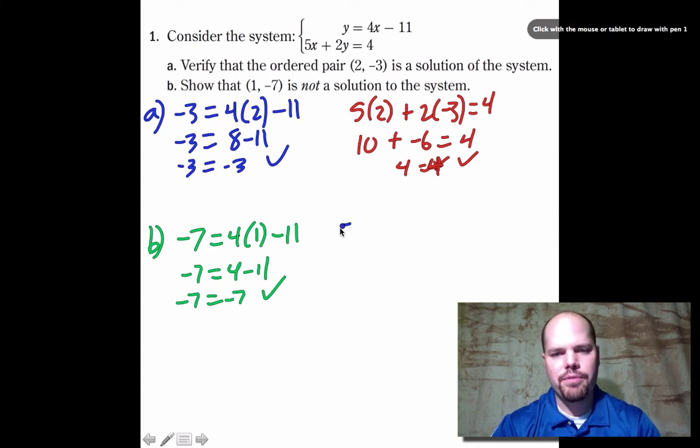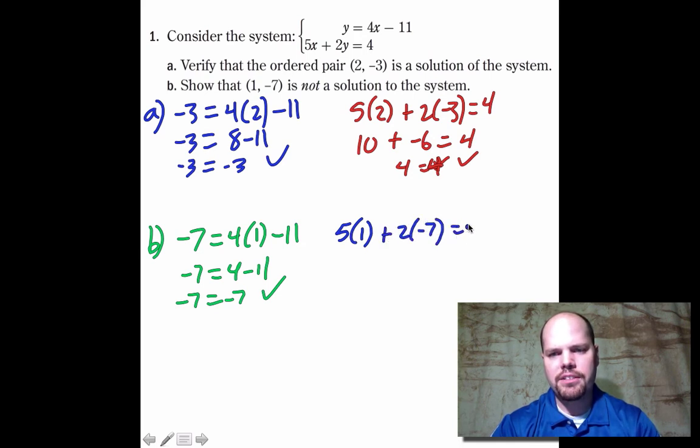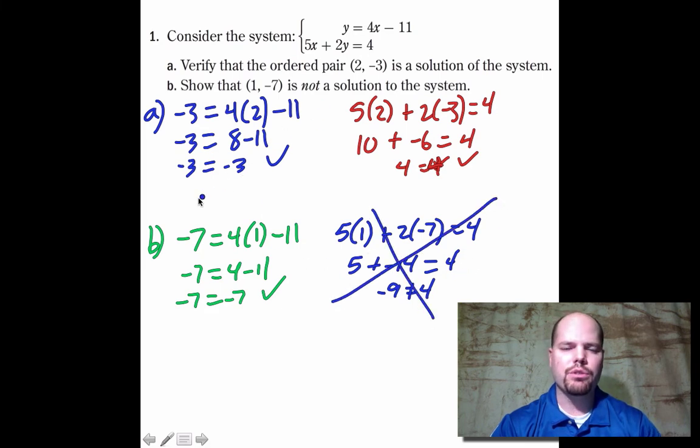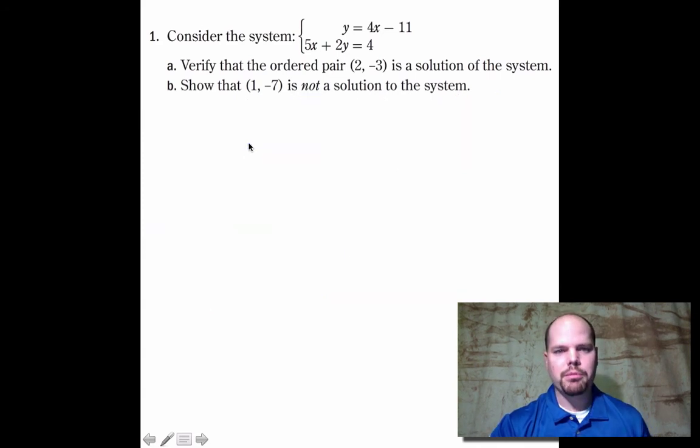So I go 5 times 1 plus 2 times negative 7, and that's supposed to equal 4. 5 plus negative 14 is negative 9. And negative 9 does not equal 4, so this is not a solution because it doesn't work in both. It works in one, but not both, so it's not a solution for part B.